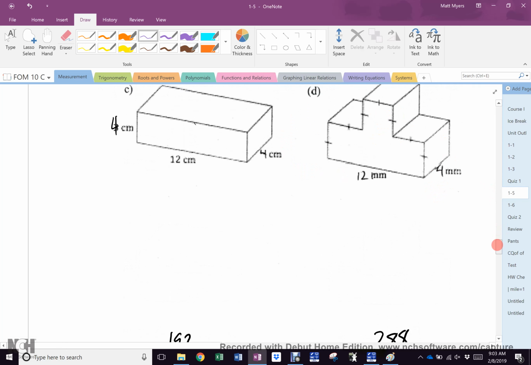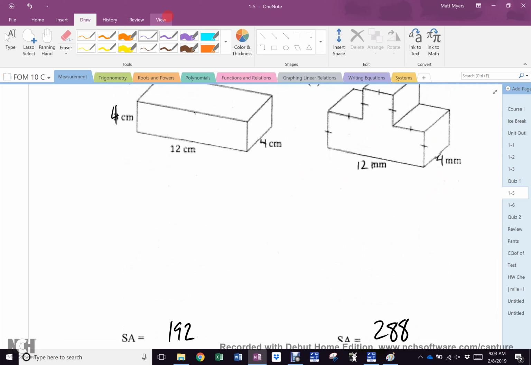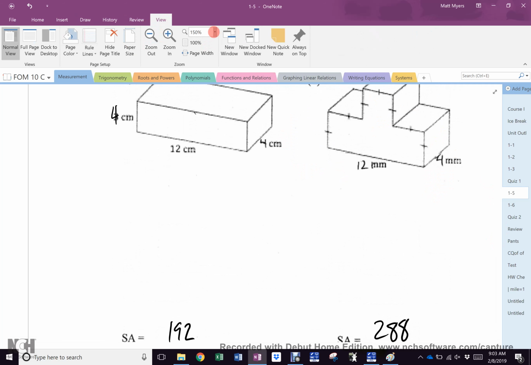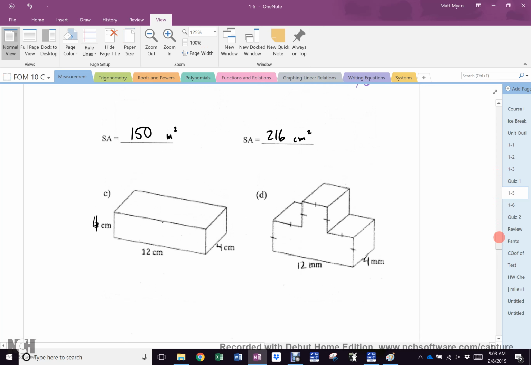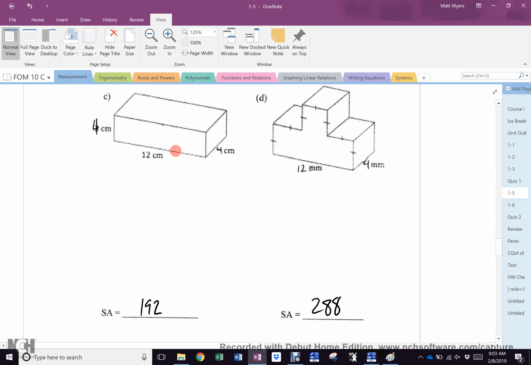There are the next two. Anybody want to ask about either of them? Both. All right, well, this one you have a formula for. 2WH plus HL plus LW. Who decides which is L, H, and W? You. There's W, there's L, there's H. Then you just put it in.